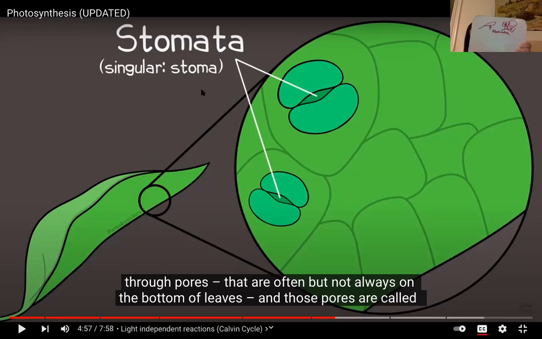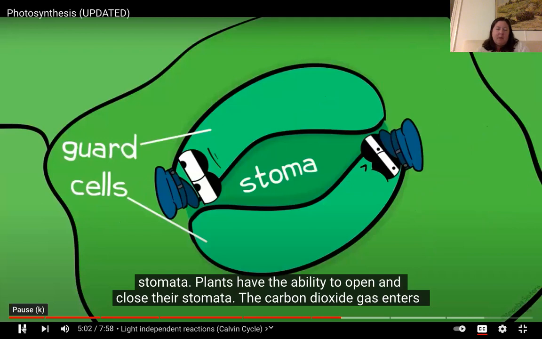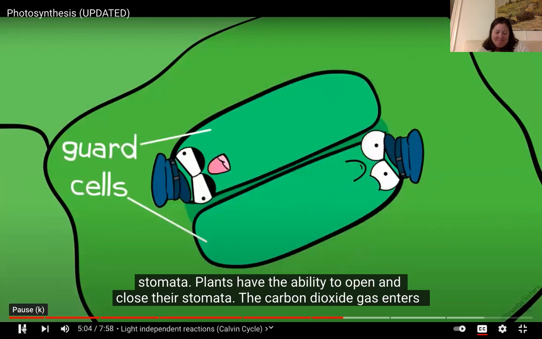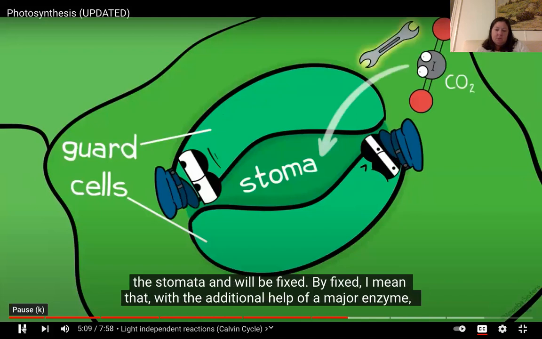Okay, stomata. And these allow CO2 to enter. So they allow CO2 to enter through the stomata on the bottom side of the leaf. On the bottom of leaves, and those pores are called stomata. Plants have the ability to open and close their stomata. The carbon dioxide gas enters the stomata and will be fixed.